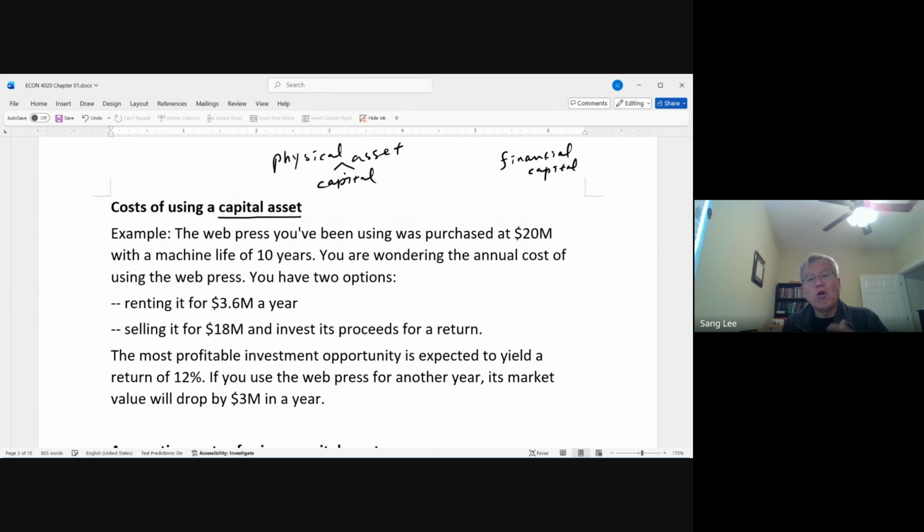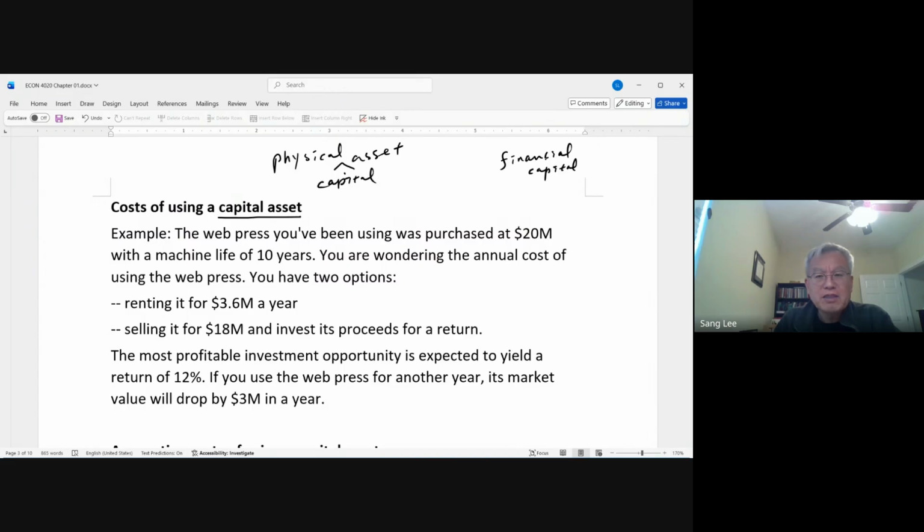Okay. In ordinary conversation, when we use the term capital, we often refer to financial capital. Financial means money, or money you keep in what? Bank, the CD account, or the money you invested in what? Stock market, or U.S. Treasury securities, whatever.